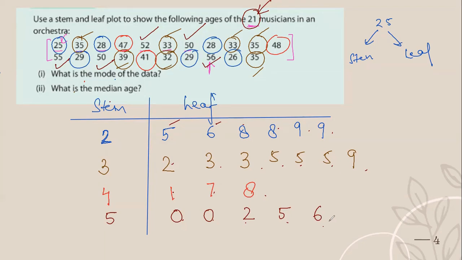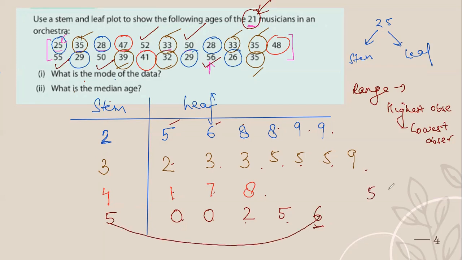Now, how to find out the range first of all? Okay, so let's understand the range. In statistics, the range is the highest observation minus the lowest observation, right? The last number is not 6, it is 56, which is the highest one, and the first number is 25, which is the lowest one. When you subtract these two, it will be 31. So the range is 31 for this data, right? Range is 31. Let's find out the next part, which is the mode.